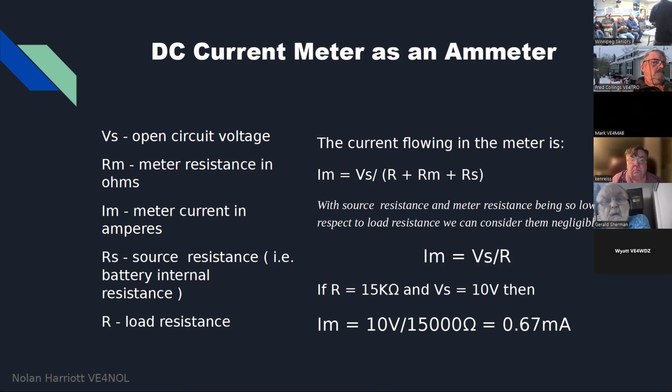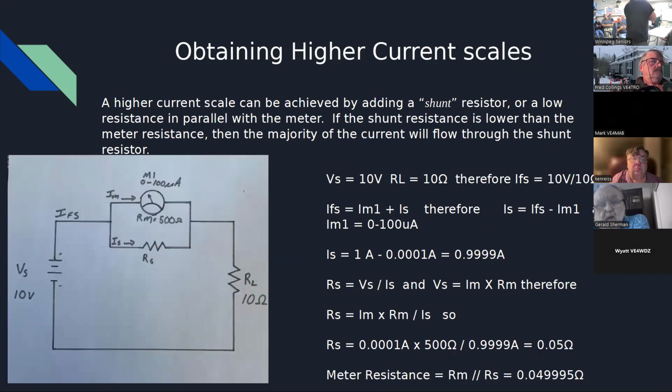The current flowing through a meter, IM, is VS divided by the sum of your resistances: your load resistance, your meter resistance, and your source resistance. Since the meter resistance and the source resistance of a battery are usually fairly low, we don't really regard them. So we basically just look at it as your source voltage divided by the resistance of your circuit, and just basic Ohm's law proves that. Again, I'm not going to kill everybody with Ohm's law here. So, obtaining higher current scales.